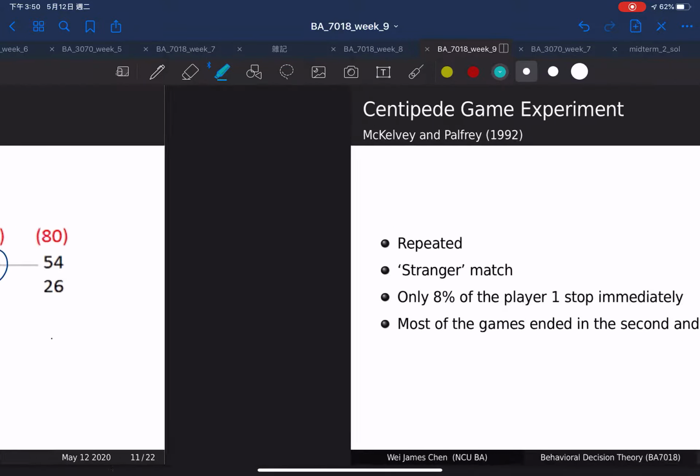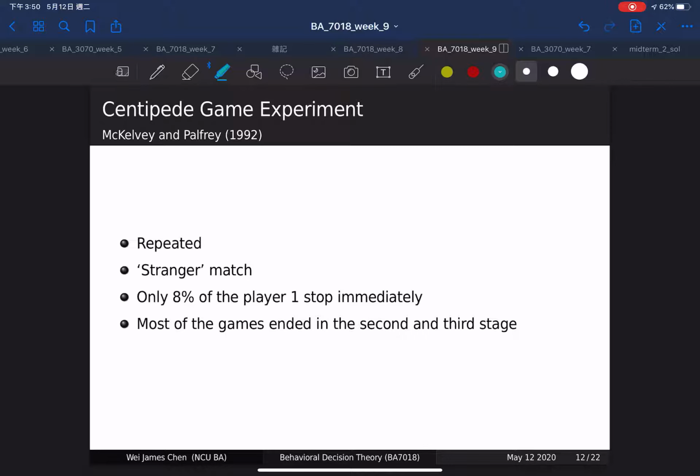But if you also do this with a stranger match, repeated, actually only 8% of the player 1s stop immediately. That means player 1 takes the pumpkin immediately. Most of the games actually ended in the second or even third round. But it's also true that you can never go to the end of the game. Nobody will risk that much.